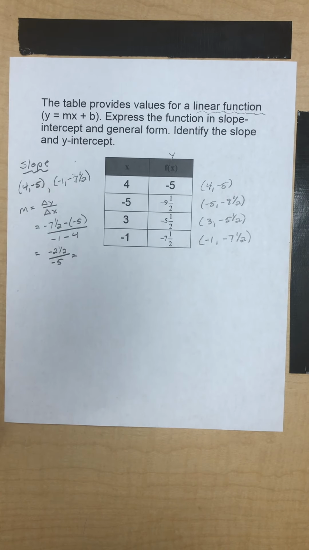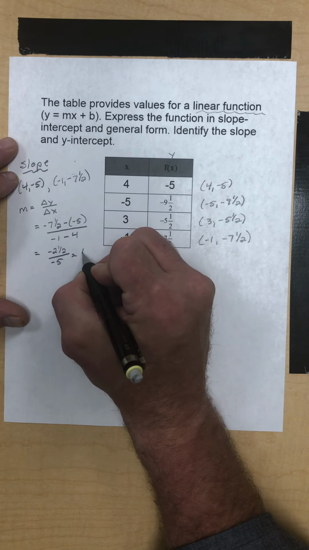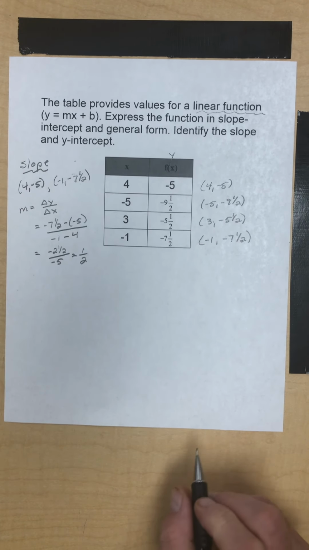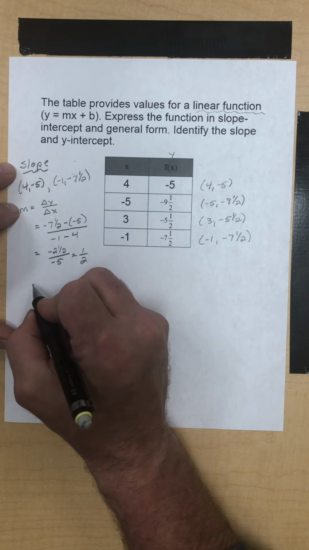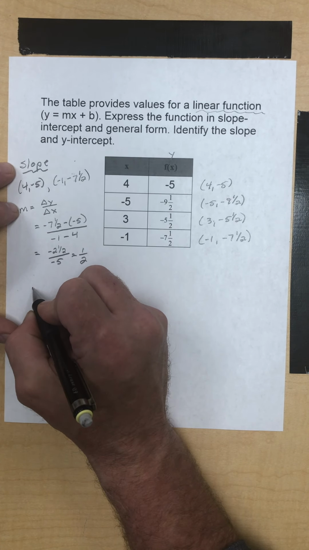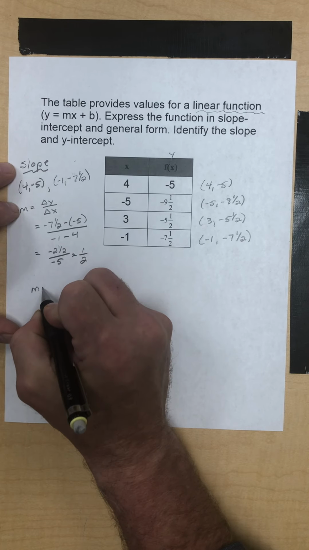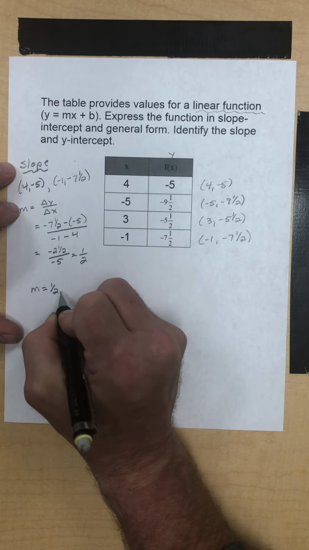Well, let's check it just to make sure. Use your calculator if you can't do it in your head. 2.5 divided by 5, yes, goes down to positive 1/2. Okay, so my slope is 1/2.